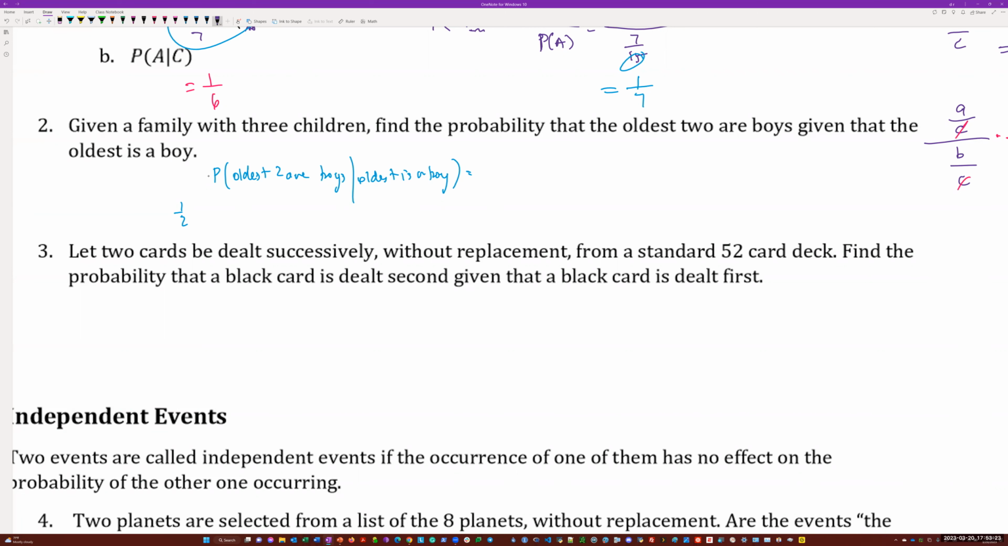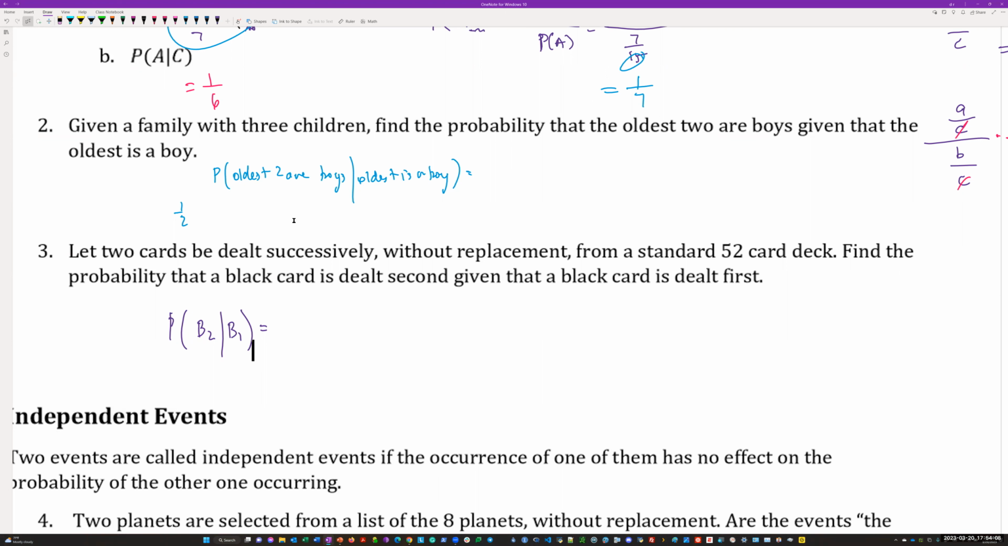Let two cards be dealt successively without replacement from a standard 52 card deck. Find the probability that the black card is dealt second, given that a black card is dealt first. Well, no, we don't. Because they're saying that what in the question tells you whether you're gonna have to ignore it or not? What's the key word? Without replacement is correct. Does that make sense? Because they're not putting it back in for you to select it. Do you get what I mean?